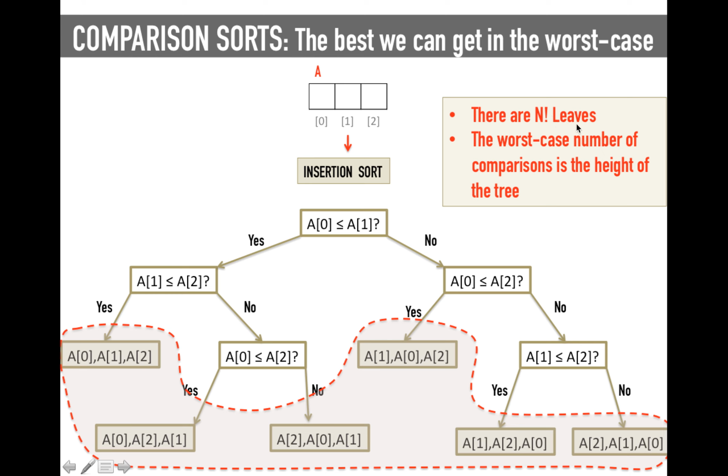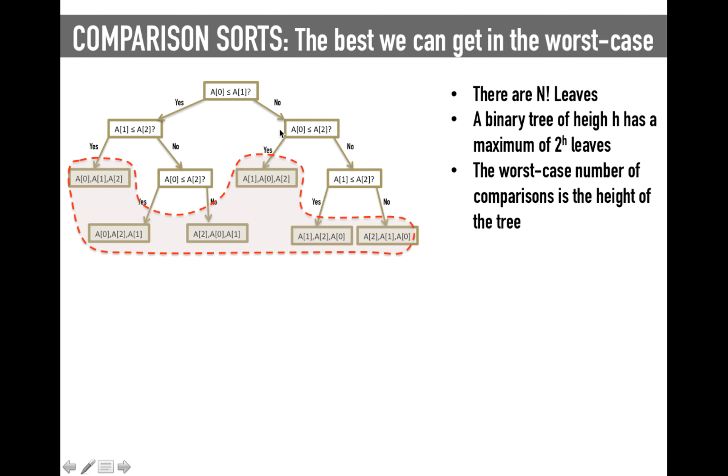And with these 2 pieces of information, we can know what the worst case is, because the worst case number of comparisons is the height of the tree. And we calculate the height of the tree because we know, here I have just put the same tree in a smaller configuration, that we have n factorial leaves. We know that a binary tree of height h has a maximum of 2 to the h leaves. And if we find out the value of h, we have the worst case number of comparisons because this is equivalent to the height of the tree.